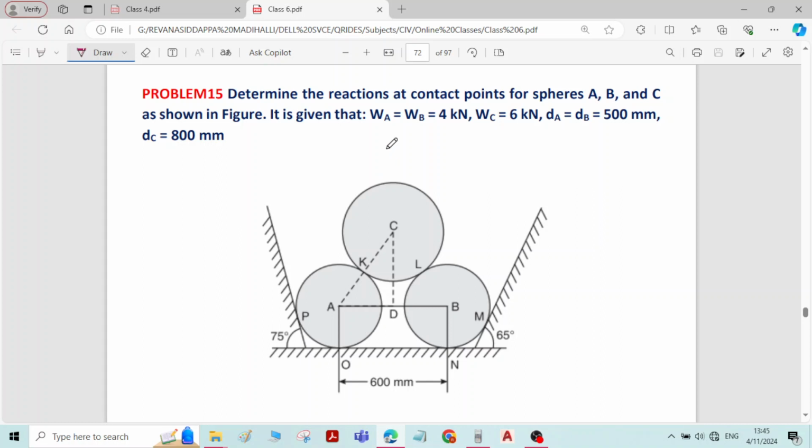The weights of the spheres are given. WA and WB is equal to 4 kilonewton. Weight of sphere A and B is 4 kilonewton. Weight of sphere C is given as 6 kilonewton, and diameters are also given. Diameter of sphere A and B is 500 mm, and diameter of sphere C is 800 mm.